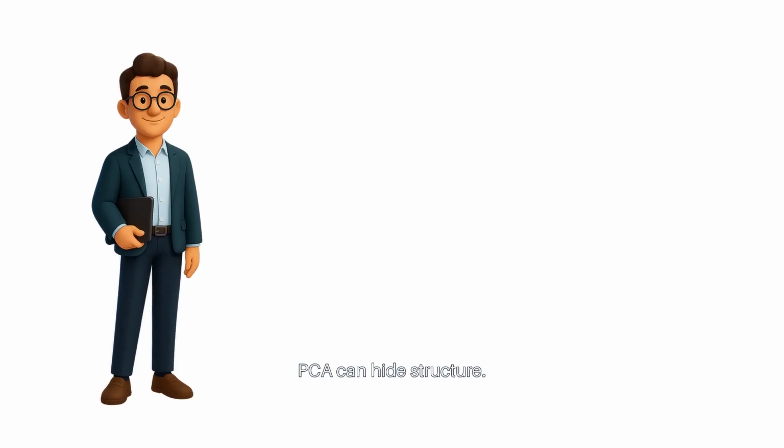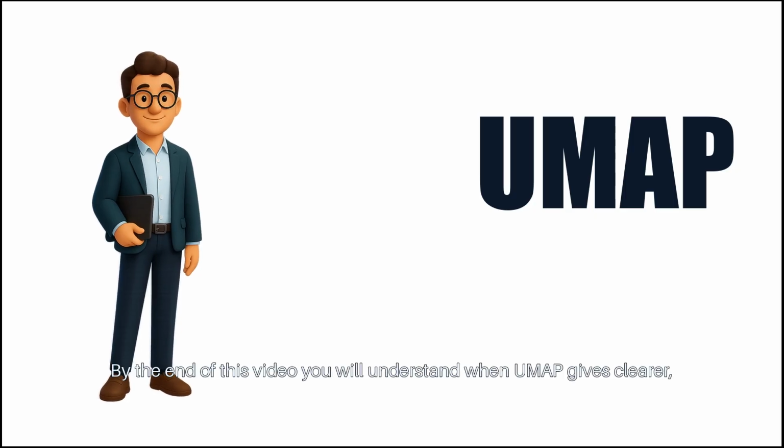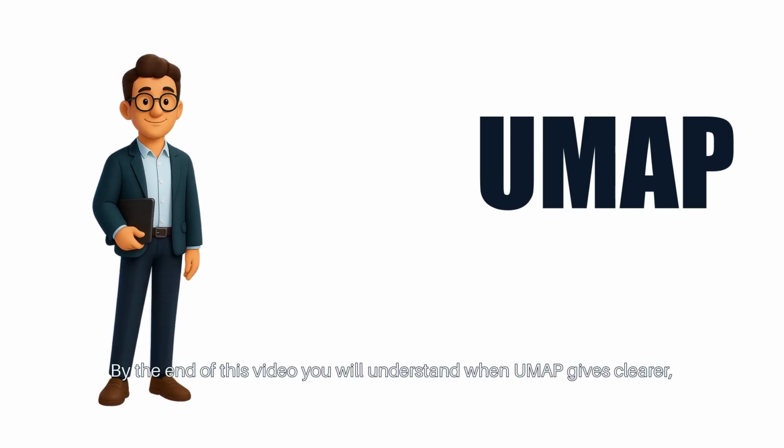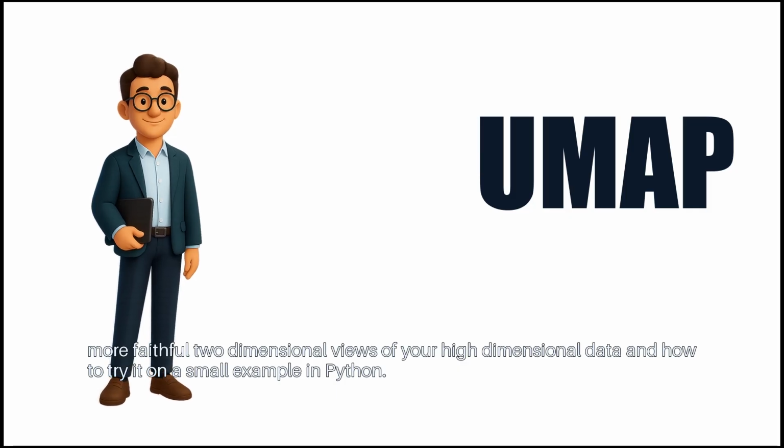PCA can hide structure. UMAP makes your embeddings tell the truth in 2D. By the end of this video, you will understand when UMAP gives clearer, more faithful two-dimensional views of your high-dimensional data, and how to try it on a small example in Python.